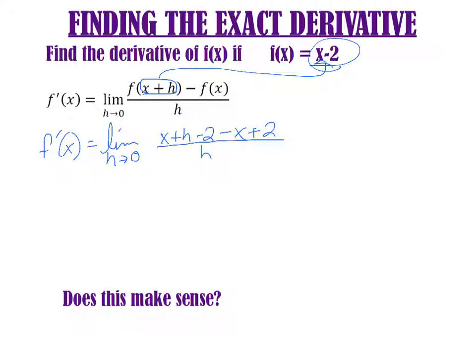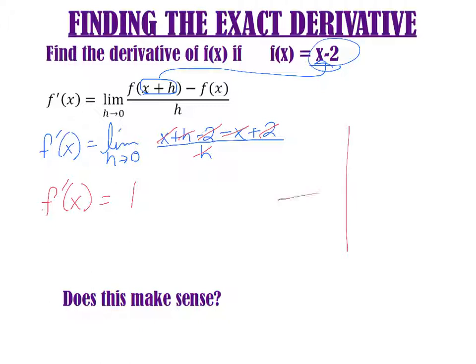This positive x and this negative x are going to cancel. This positive 2 and this negative 2 are going to cancel. And I end up with h over h. Well, gosh, h over h is going to cancel also. And I don't even have anything to evaluate anymore. It just ends up equaling 1. The derivative is equal to 1. That's kind of weird. That is a weird one.